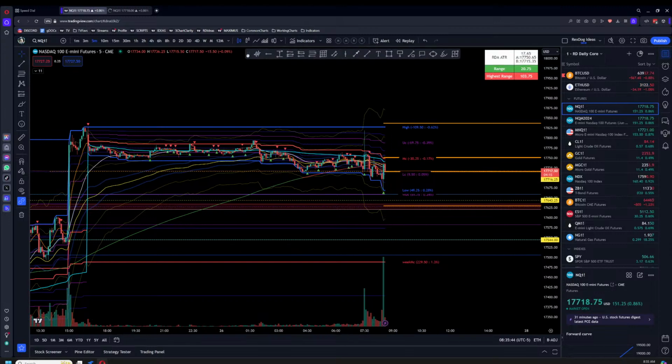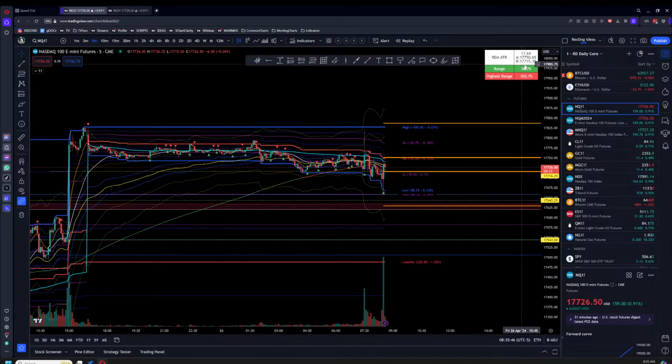So you'll see I'm starting to add a few things here. We got the ATR in the 5 minute is 17.65. The true range is 20.75. The highest range that we've seen is really this candle, 103.75.